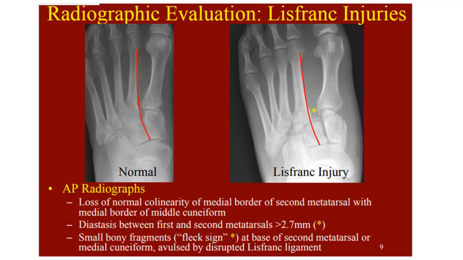Now, see, this is your normal. Left side is your normal. The medial side of your second metatarsal is in alignment with the medial side of the middle cuneiform. On the right side of the X-ray, you see the medial margin of the second metatarsal is not in alignment. The cuneiform is displaced medially here. Can you see this? This is displaced medially. So this is not in alignment. This confirms your Lisfranc injury.